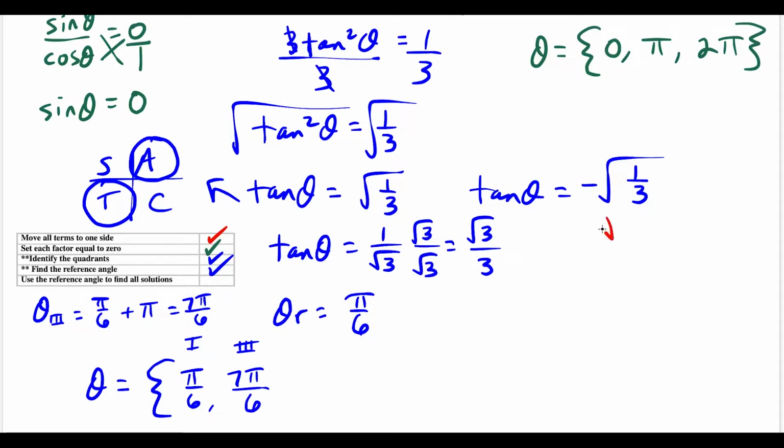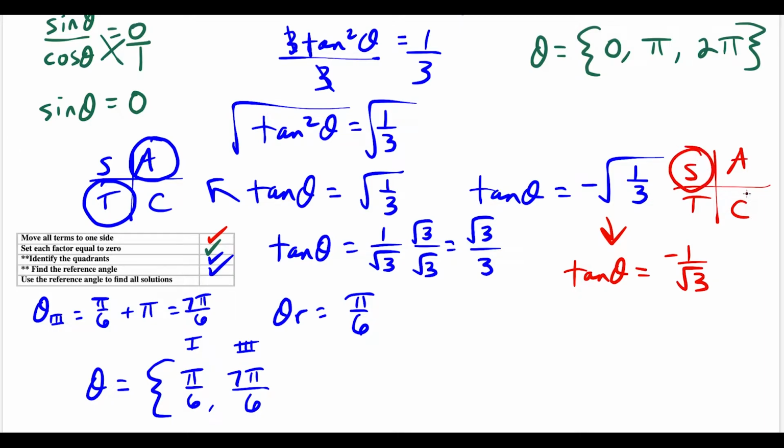Now, if we look at this equation over here, this we could rewrite as tangent theta equals negative 1 over root 3. So for this one, we're also going to have the same reference angle, because notice the ratio itself is the same. This one is just negative and this one is positive. So we're still going to have the same reference angle. But now we have tangent theta is negative, which means we're going to be in quadrants 2 and 4, because tangent is only positive in quadrants 1 and 3. So it's negative in these two quadrants.